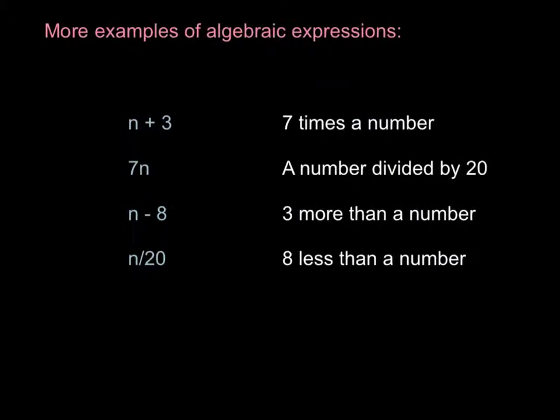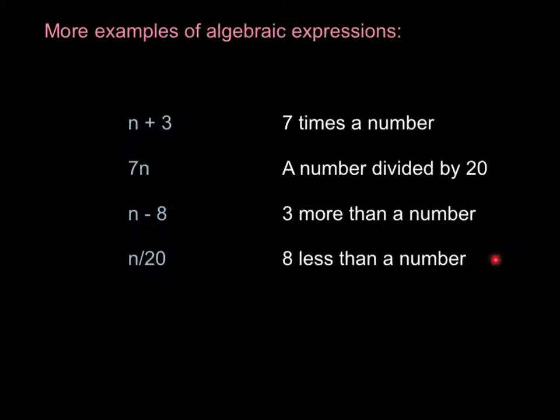So I've posted up a few more examples of algebraic expressions. On the left side of the screen, you will see the algebraic expressions. On the right side of the screen, I've jumbled up their meanings. I want you to see if you can match the meaning for those algebraic expressions with the actual expression on the left-hand side. So I just want you to take a moment. Let's look at n plus 3 as an expression. What would that mean in words? Would that mean 7 times a number, a number divided by 20, 3 more than a number, or 8 less than a number?